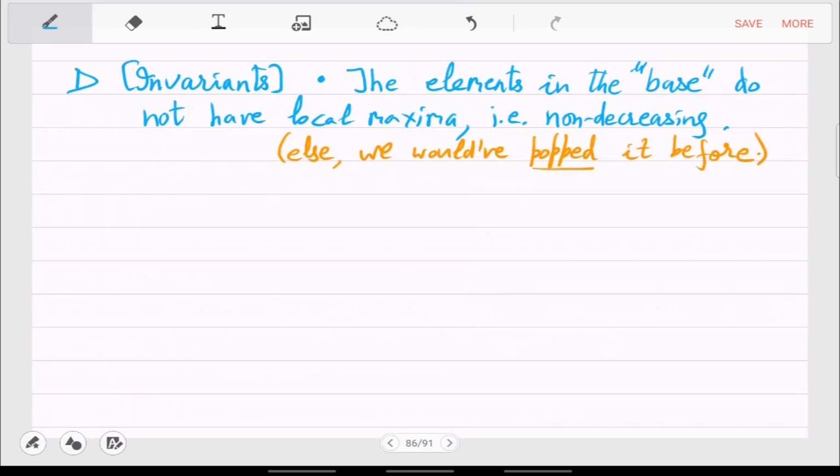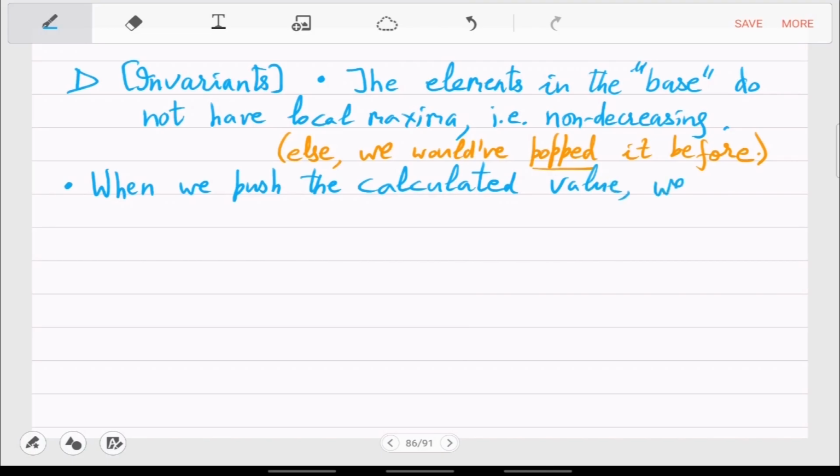But yeah, for a rigorous proof, you have to show that when we push the calculated value, we don't change the value of x, of the expression.